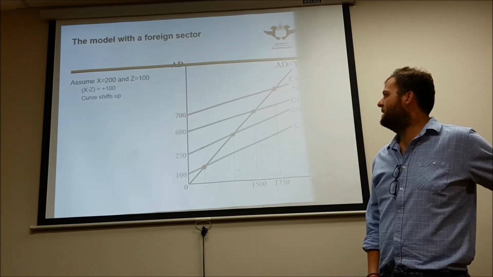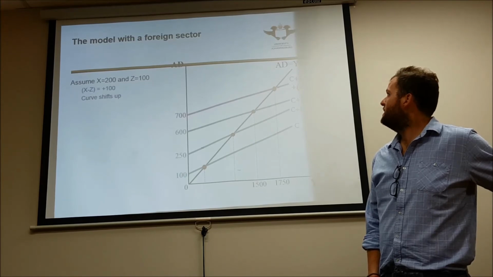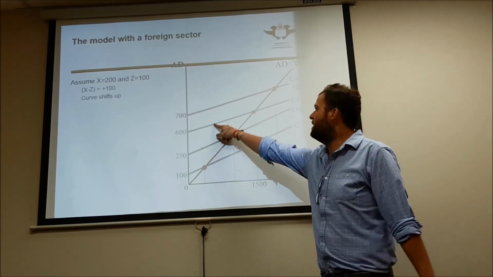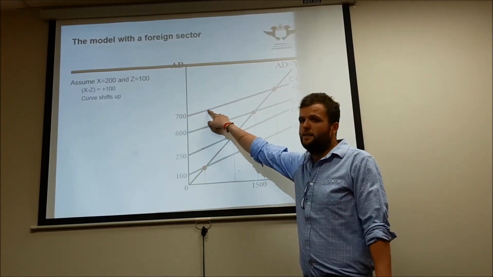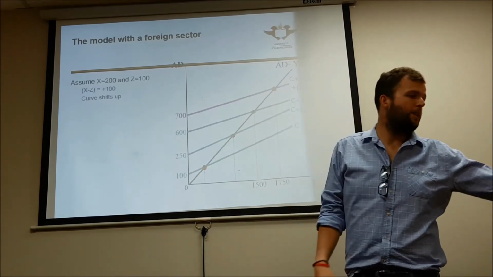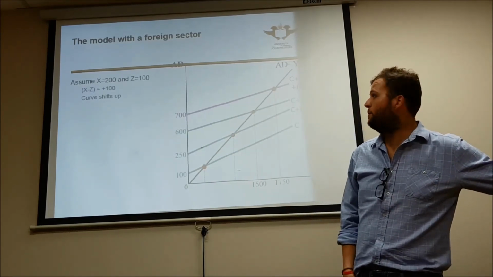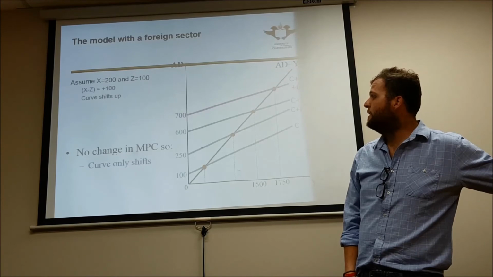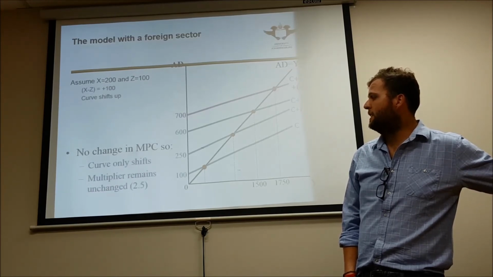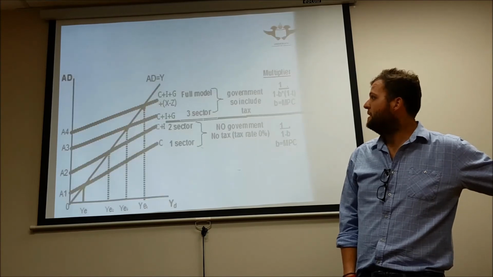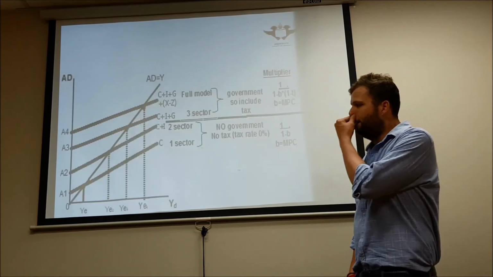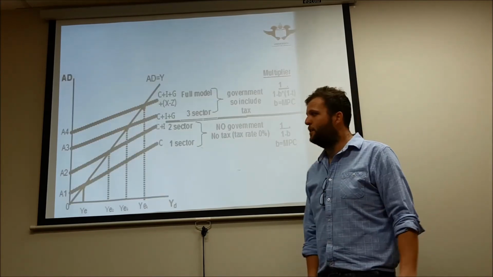So we just add another layer, so you can see here, this is now a full model where we just add another layer. You just draw another line in whenever you add another autonomous variable. There's no change in MPC, the curve only shifts, and the multiplier remains unchanged at 2.5. Here's just another good example for you to understand, a nice summary to make.